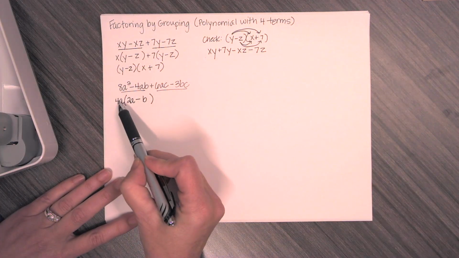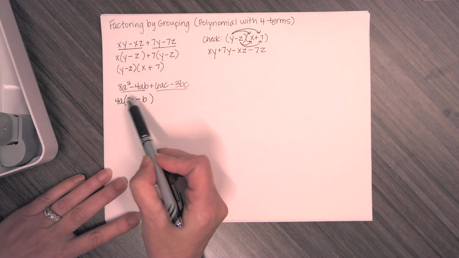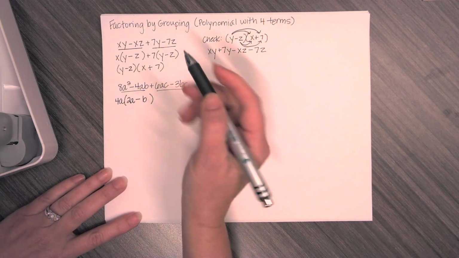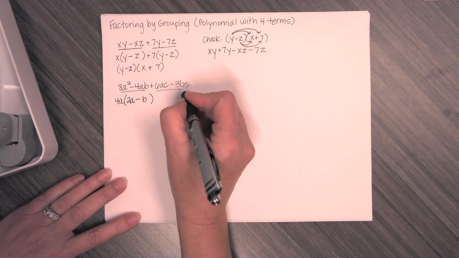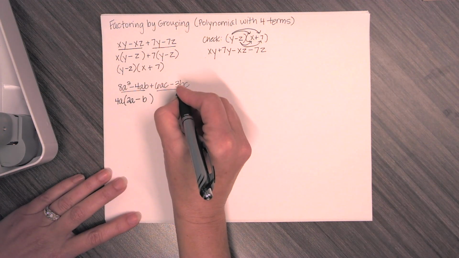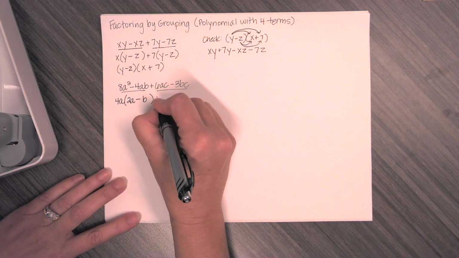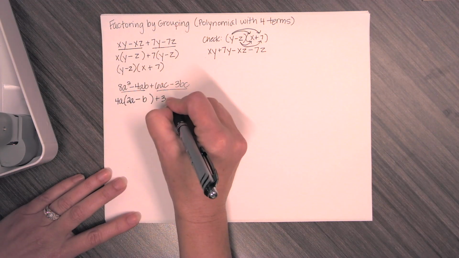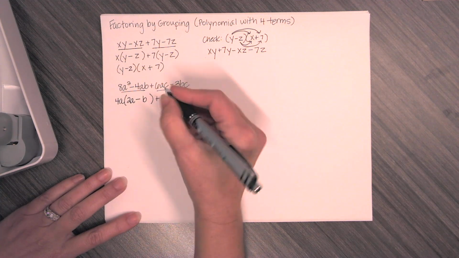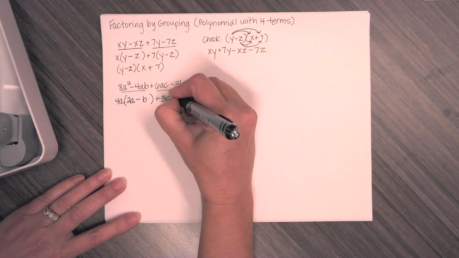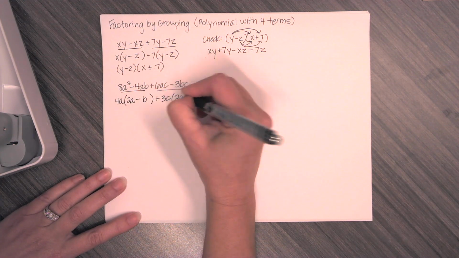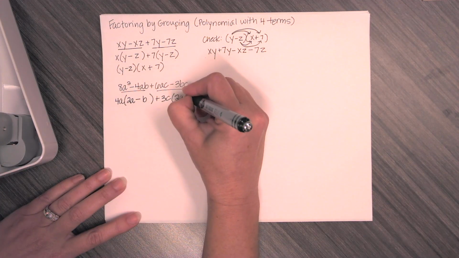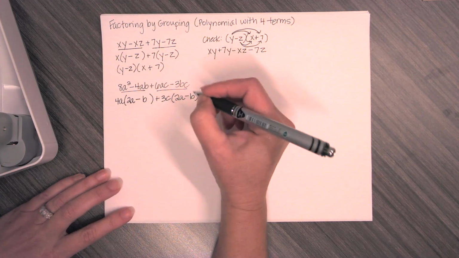Now remember, you can always double check by distributing that back out in your head and making sure you get this. All right, in my second group, 6 and 3, the largest number that I can take out of those would be a positive 3. Those also both have a c, so I'm going to factor out a 3c. That's going to leave me with 2a. And then for my second term, when I factor out a 3c, it's going to leave me with minus b.